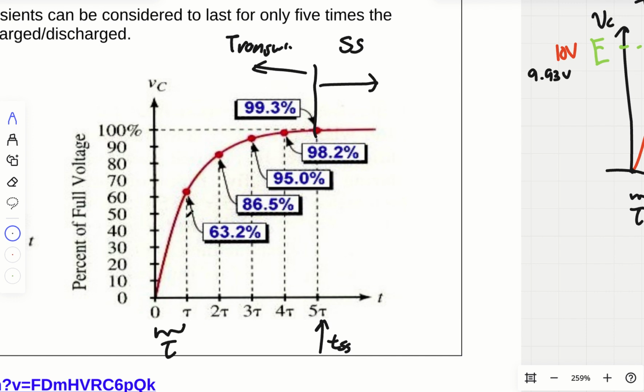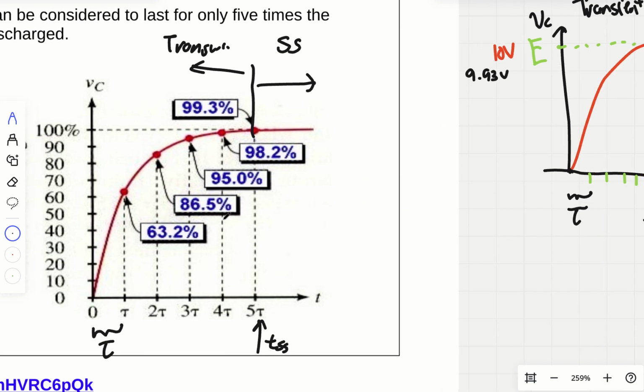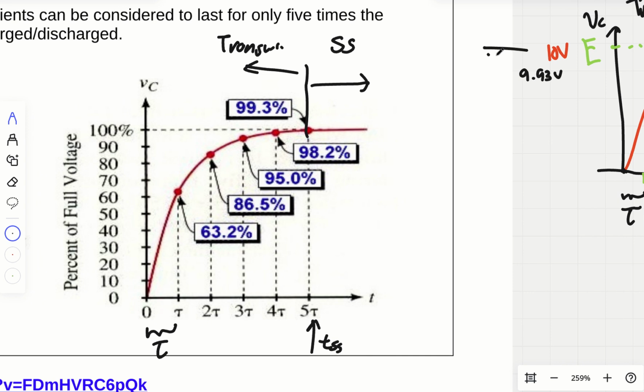We can also see the percentage. At one time constant, the capacitor will charge about 63.2%. In our example, if the source voltage is 10 volt, then after one time constant it will be 6.32 volt, and so on. You can see this is 8.65 and so on. Once it reaches 5 time constants, it's almost fully charged. Practically, we assume the capacitor is fully charged. After that, it doesn't change much.